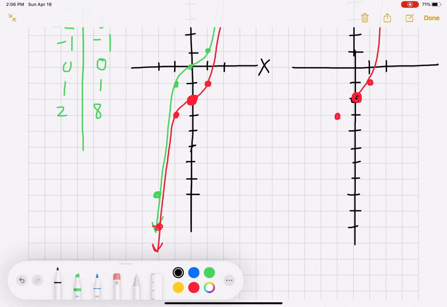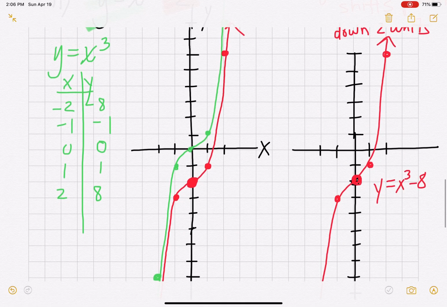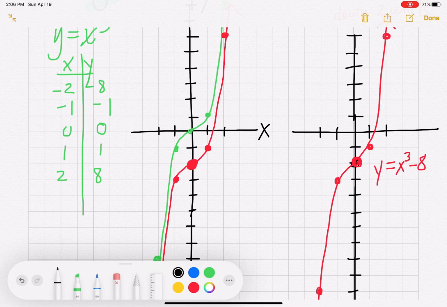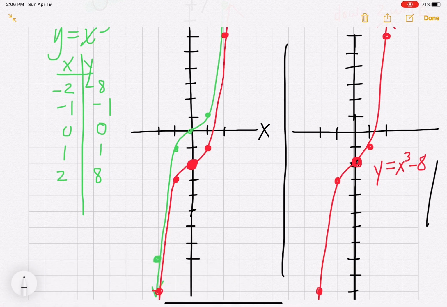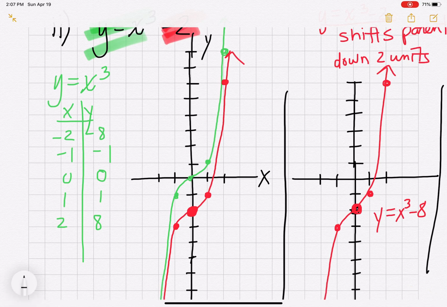That's -10. So we have what? -2 on the x and -10 on the y. There it is. y equals x cubed minus 2. There's our final graph right there in red. Yeah, it won't all fit on this screen, unfortunately.